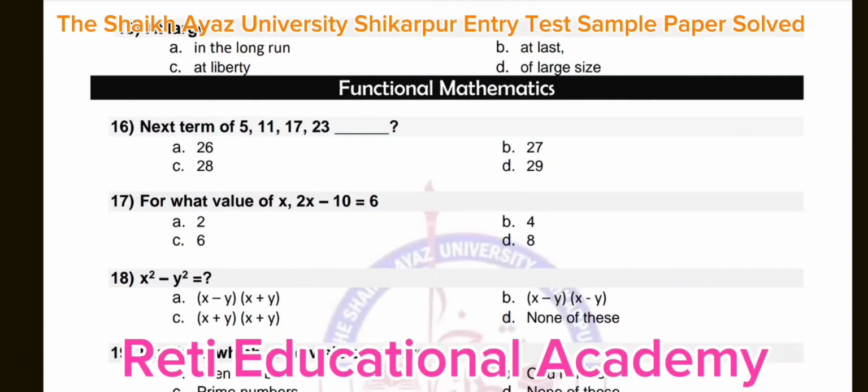Question number 18. X square minus y square is equal to... this is the third formula in mathematics, in algebra, class 8. Option A, x minus y into x plus y. Option B, x minus y into x minus y. Option C, x plus y into x plus y. So this formula is equal to option A, x minus y into x plus y.